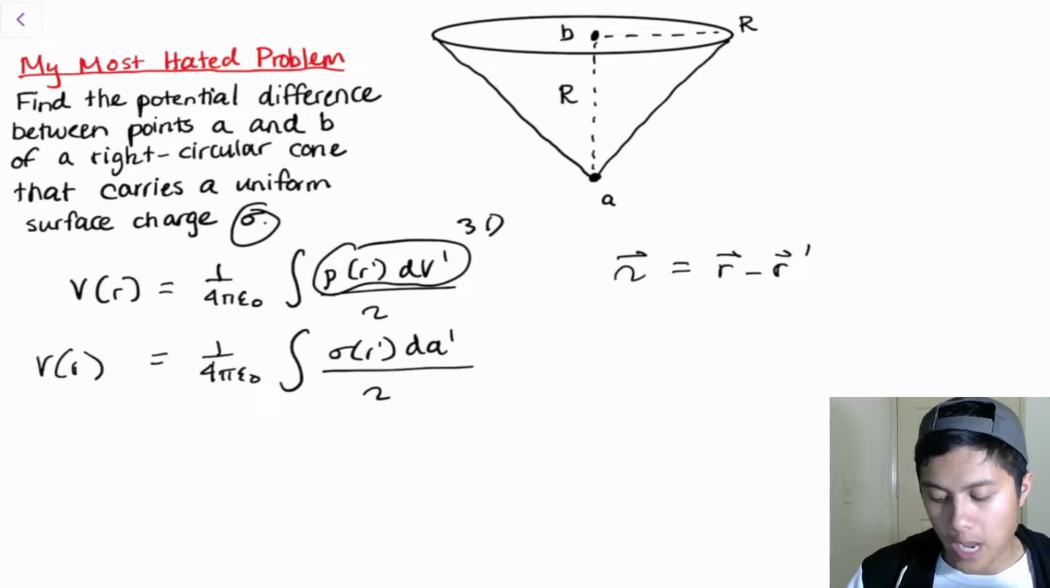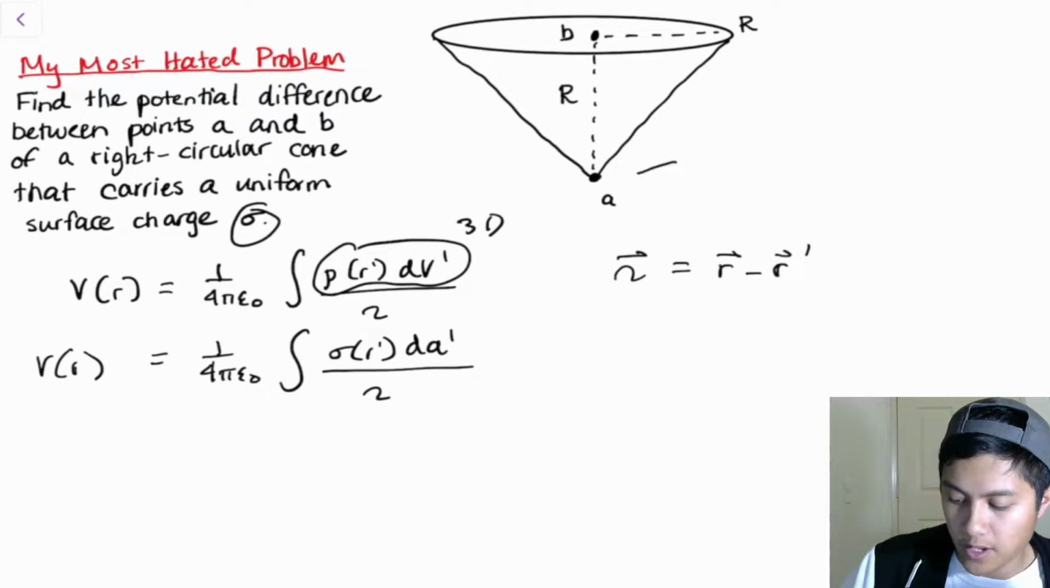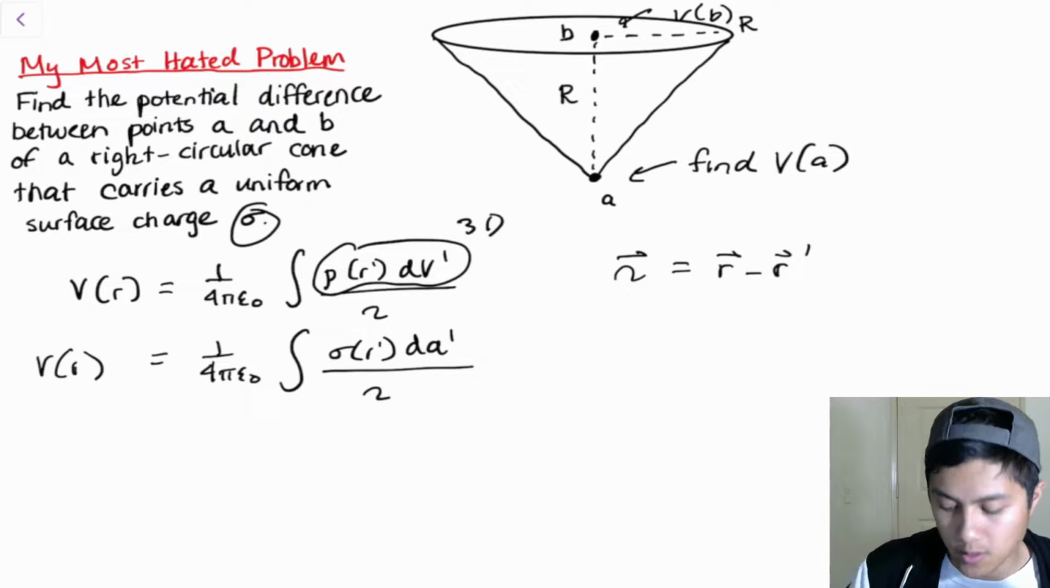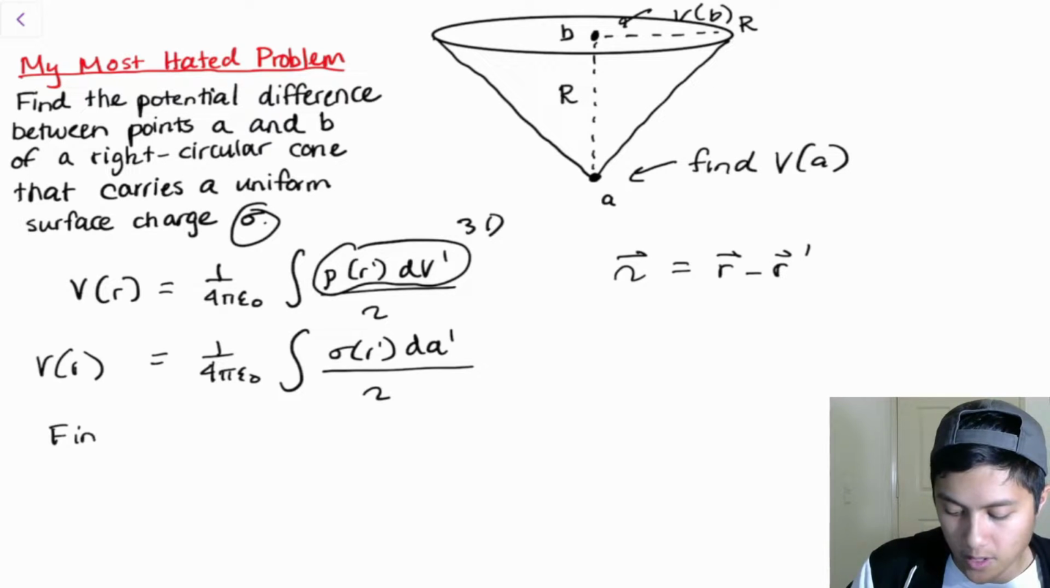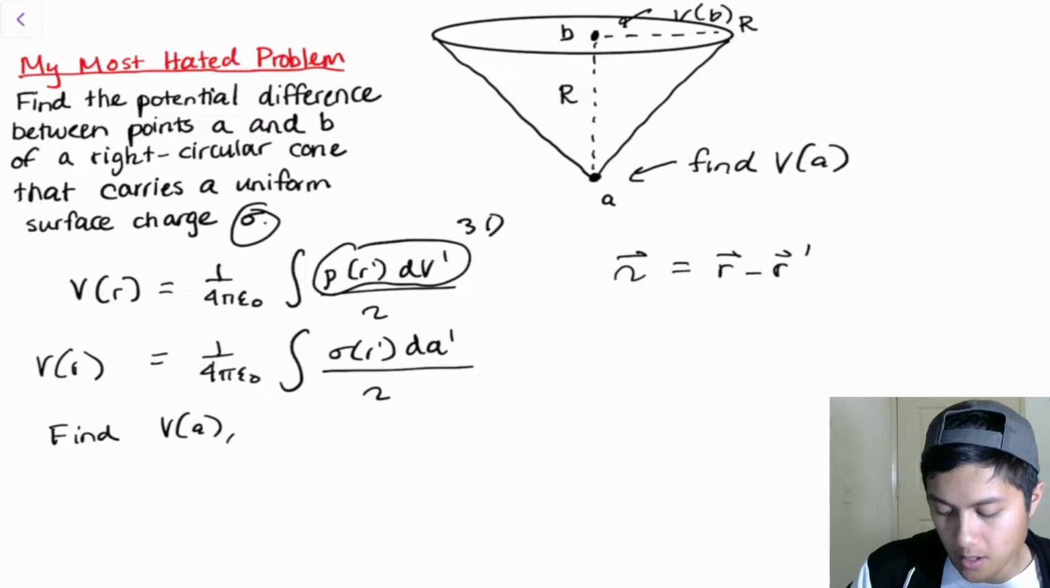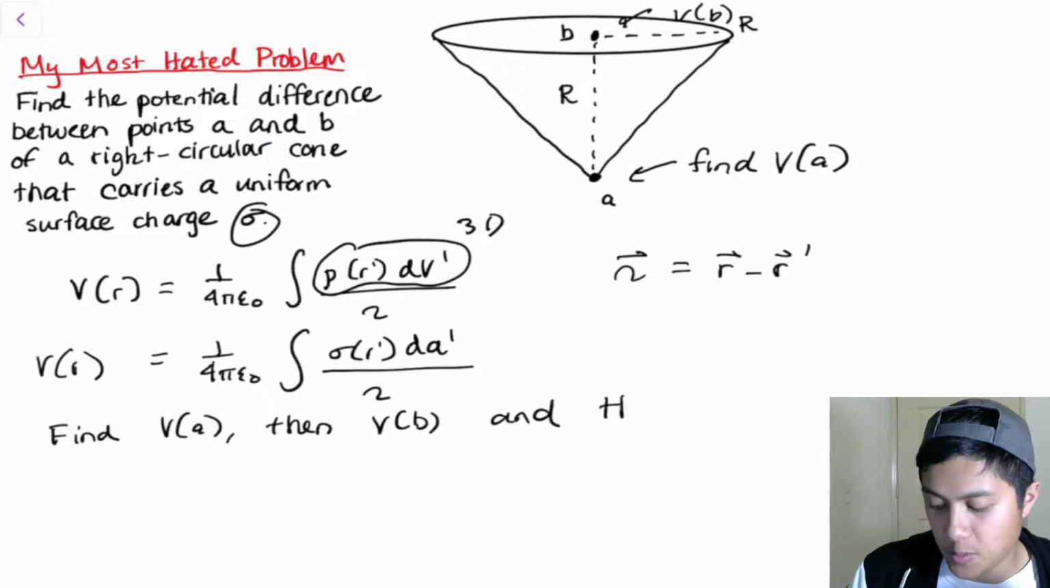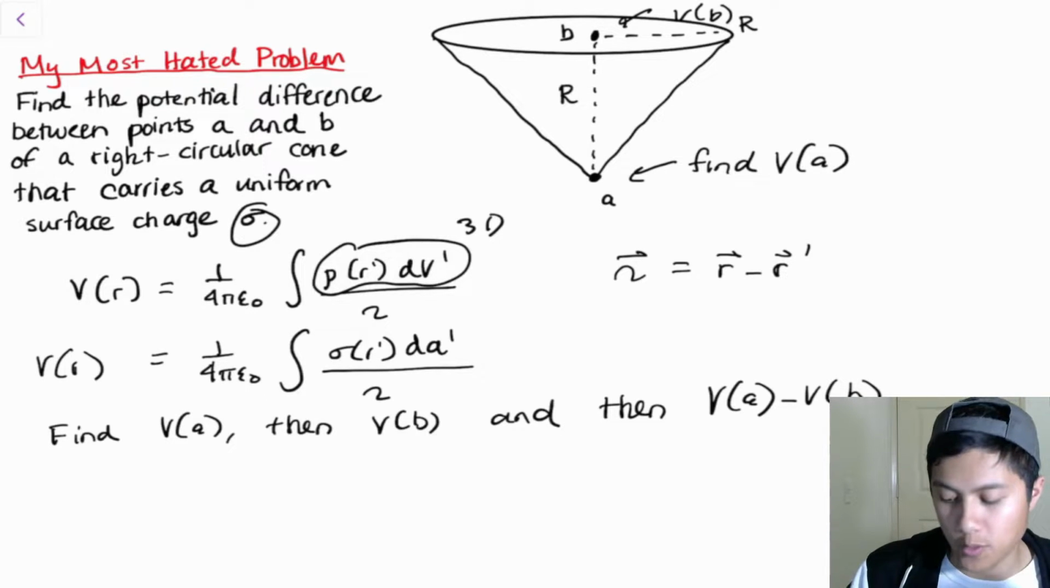So what I propose to do is let's find the potential at A, so find V of A, and then find V of B. That's what we want to do. First we're going to find V of A, then V of B, and then we take the difference between the two. That is my strategy for this problem.